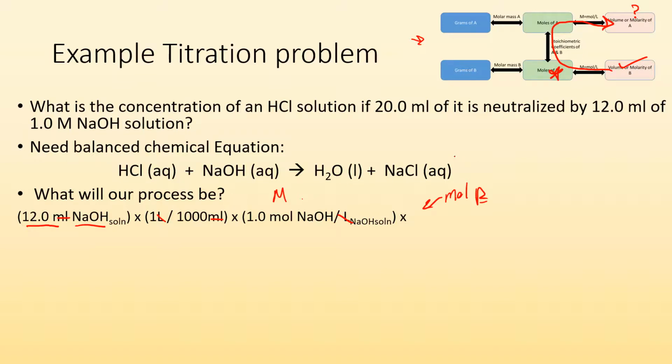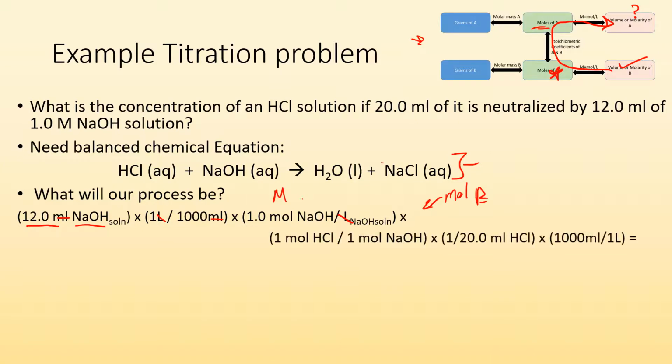So now I need to look at my balanced chemical equation and go, how can I relate that to moles of my acid? Well, from here, for every 1 mole of my acid, it reacts with 1 mole of the base. So now I've canceled out moles of NaOH, and now I have moles of my acid left in terms of units. I used 20 milliliters of it, so I got to convert milliliters to liters, which I did right here. And then I divide by 20 milliliters, so I end up with moles per liter, and then I get 0.60 molar.